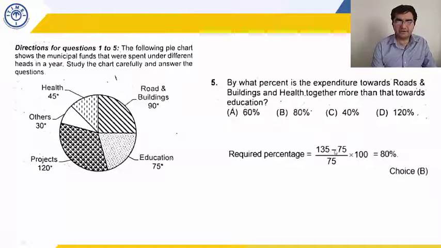Okay, so that would be 135 minus 75 divided by 75 into 100. 60 by 75 into 100. 4 by 5 into 100. That is 80%.